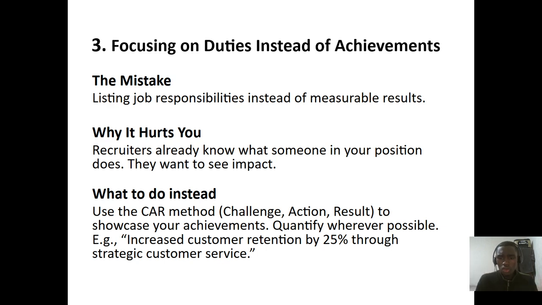And as a result of this, we were able to reduce the amount of money that we pay per month, our cost, by 50%. This is the achievement, right? This is the result. You had a particular challenge, you took a particular action, and it gave a particular result. This is what recruiters like to see. You quantify wherever possible, for example, increased customer retention by 25% through strategic customer service, right? This is what you do.